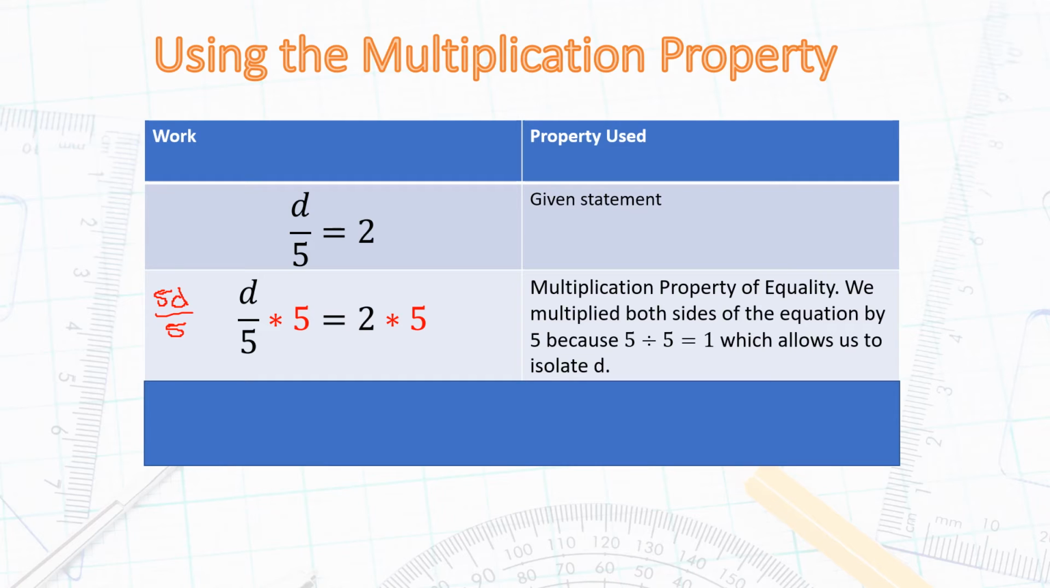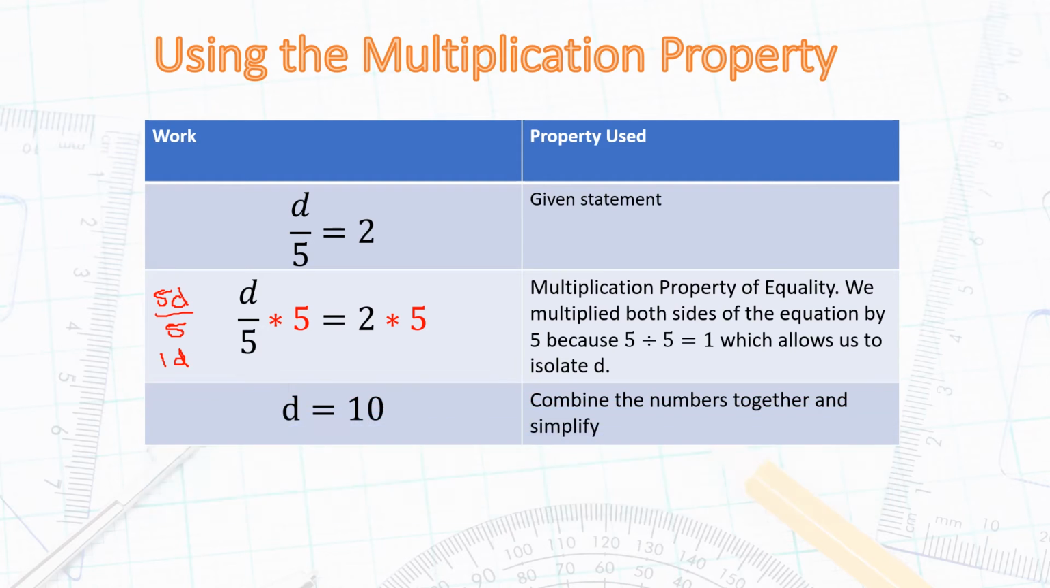So 5 divided by 5, that is going to cancel to be 1, so I would end up with 1 times d. 1 is an identity value, so I'm left with just d, and then 10 on the other side. So that is how I'm solving this down.